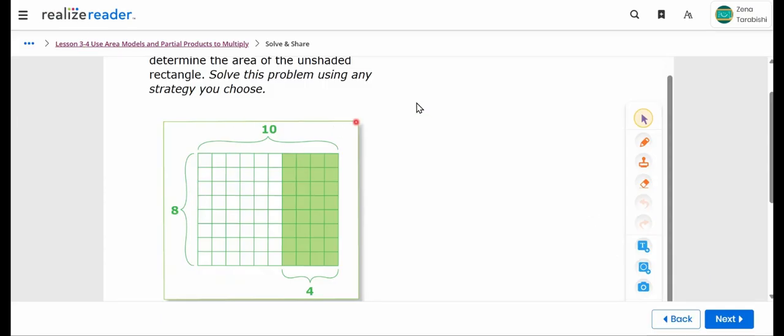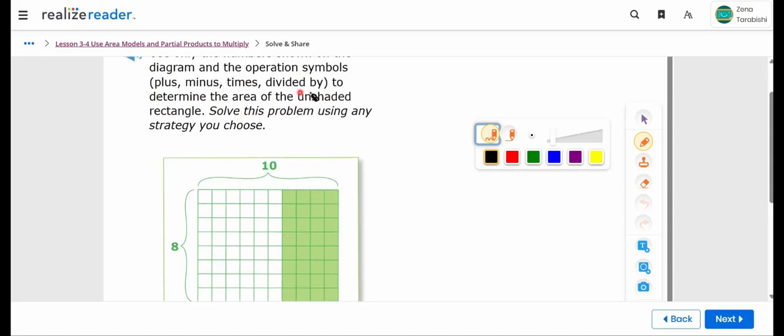So let's go ahead and observe what we can see on this part right here. So you'll see that we have 8 rows, but originally the columns were 10. Since we already know about this part right here being 4, it says here, determine the area of the unshaded. So that means we're worried about this part.